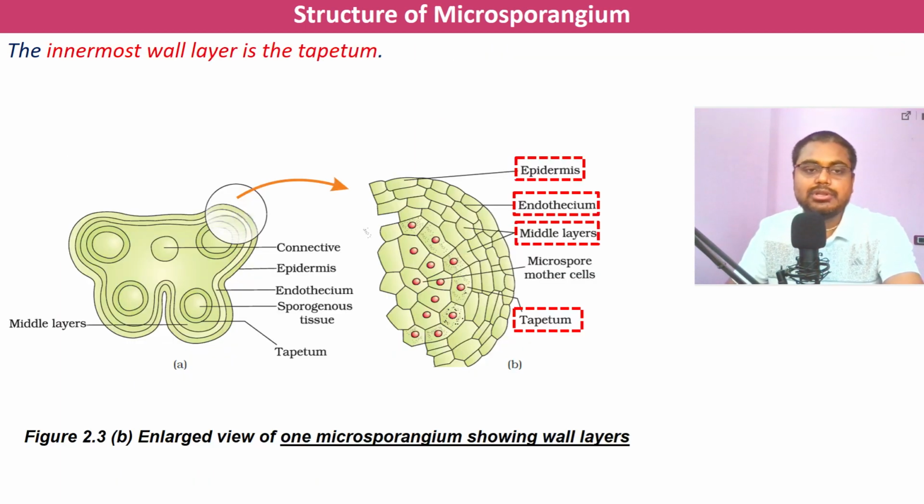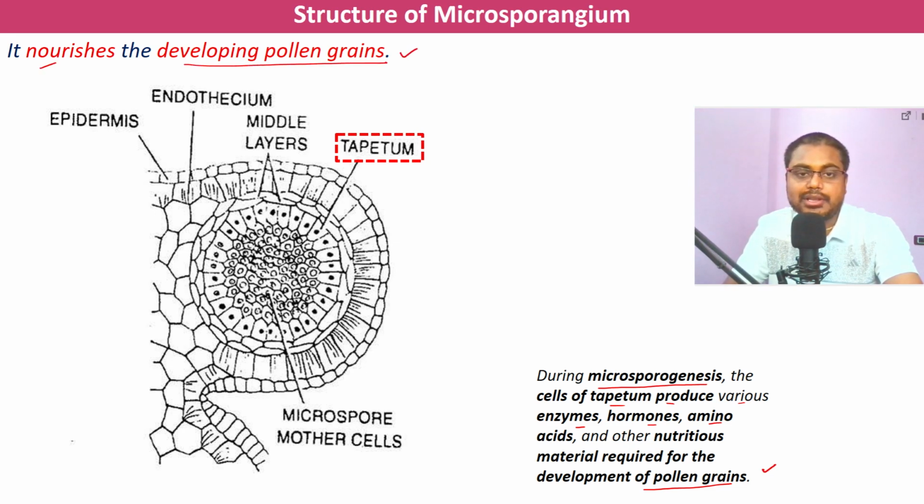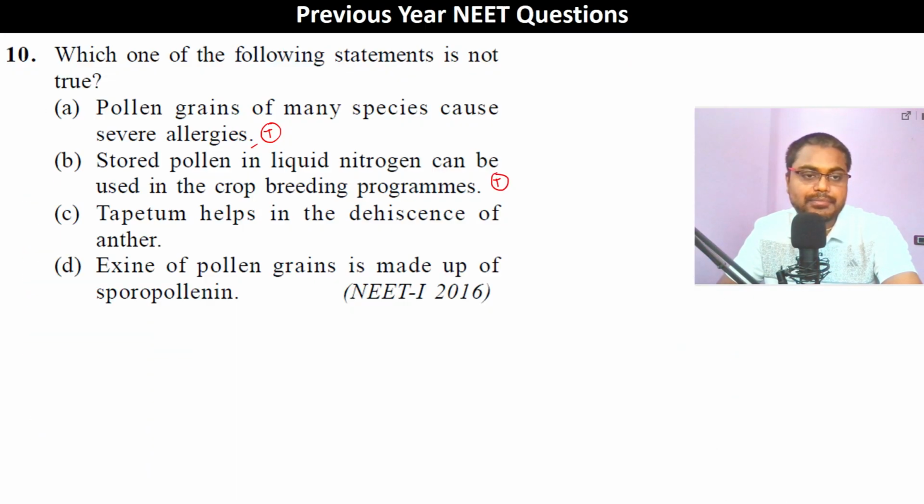So what does the tapetum do? The innermost wall layer is the tapetum. During microsporogenesis, the cells of the tapetum produce various enzymes, hormones, amino acids, and other nutritious material required for the development of pollen grains. So actually it helps in the development of the pollen grains, and this is again in line directly from the NCERT. It nourishes the developing pollen grains. So therefore we can see that the statement that the tapetum helps in the dehiscence of anther is wrong. Actually it nourishes the pollen grain. So this is a false statement.